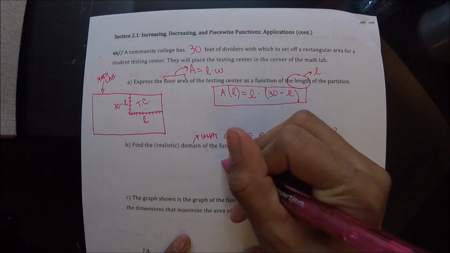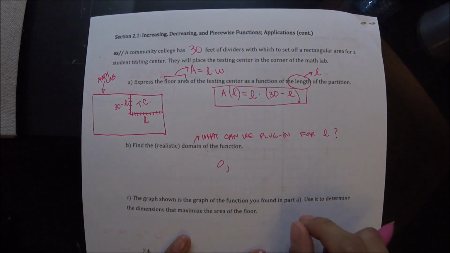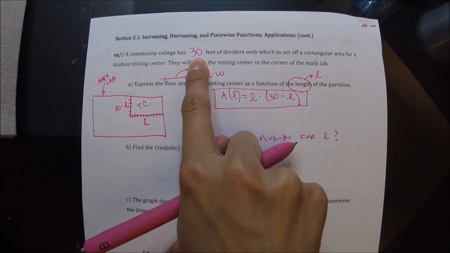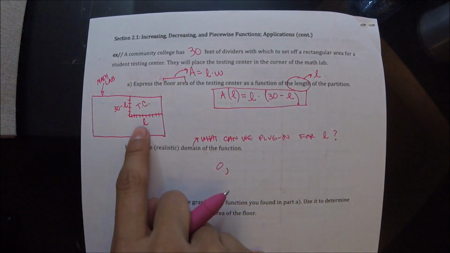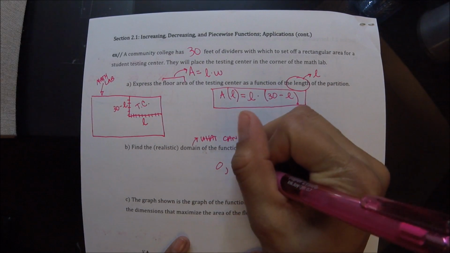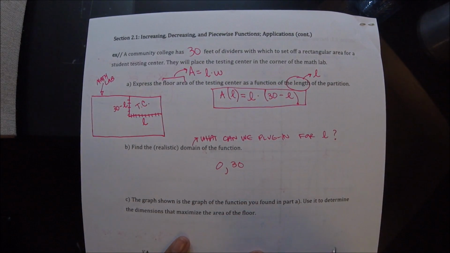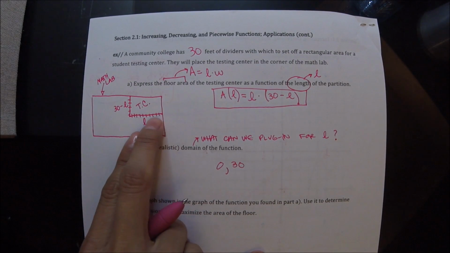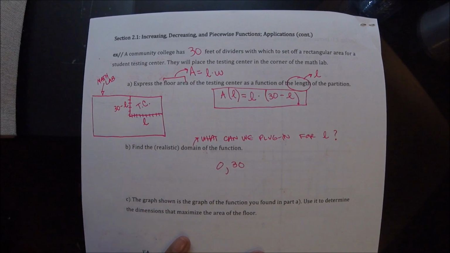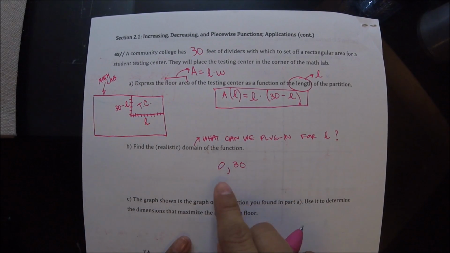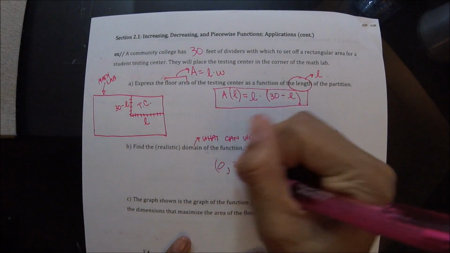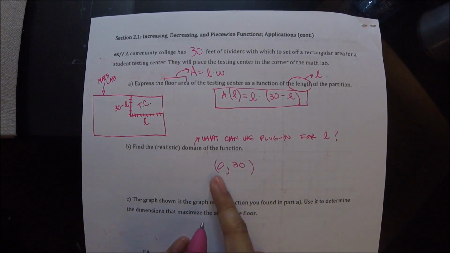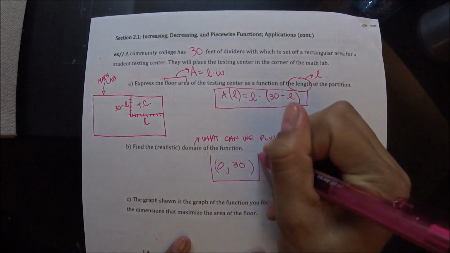So we'll start at 0 and go up to, well, we know that we only have 30 feet of dividers. So the largest it could be is just under 30, because again, if we used all of the dividers for the length, then there wouldn't be a width. So everything from 0 to 30, and we do not want to include 0 or 30, so we'll put parentheses on each one. And that's our domain.